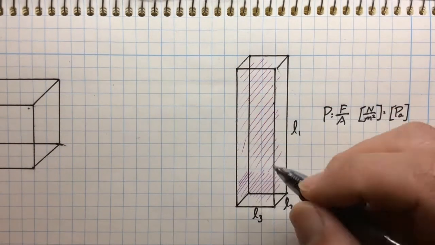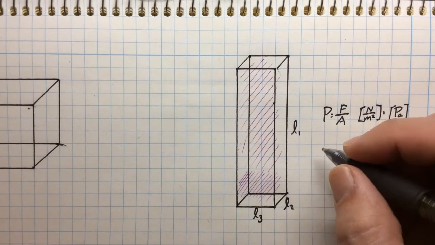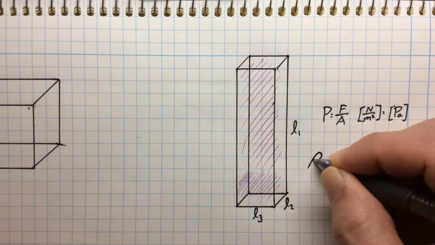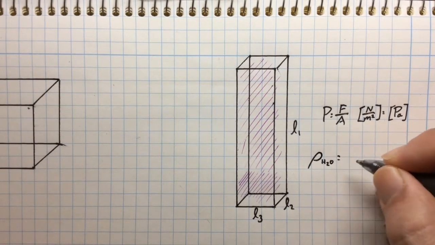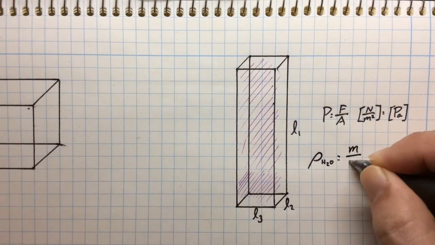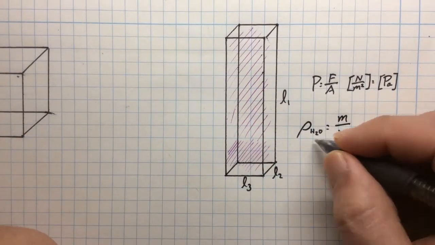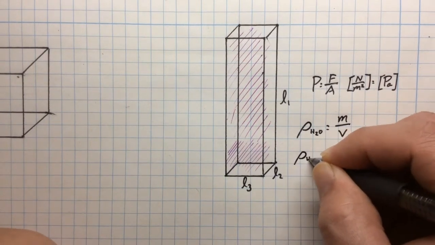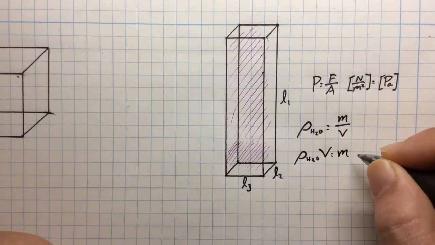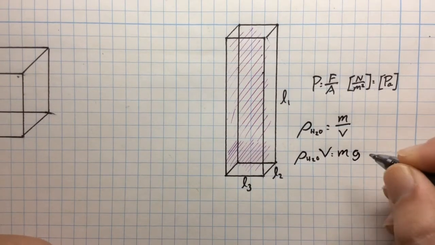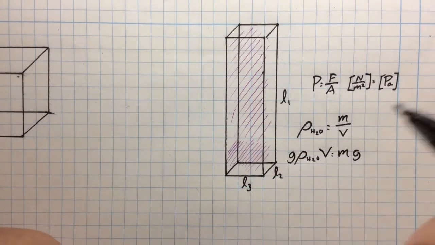We need to consider how much water we have. To do that, usually what we do is take the density of water. Density is this rho symbol here, and that is going to be the mass divided by the volume. If we move the volume over, we have density times volume, and that should be equal to our mass. Then we would take our mass and multiply by g, so we multiply both sides by g, and that's going to be our force.